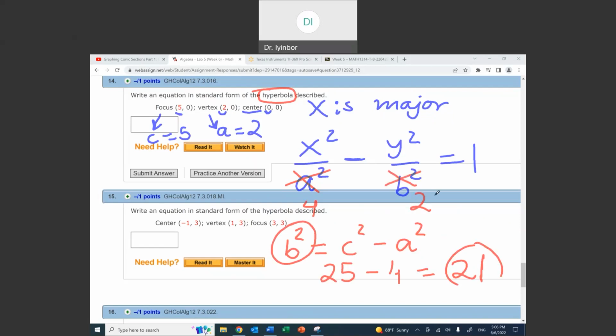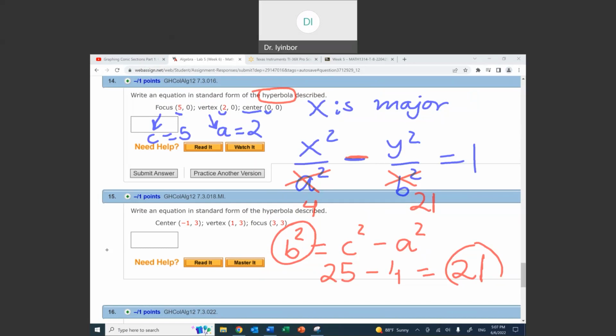Now for a hyperbola, a is not always bigger than b, so it doesn't matter if the numbers are bigger or smaller. The negative tells you which one is the major axis. If it's a positive fraction, that's the major. The fraction with the negative is the minor. Okay, that's how you know.